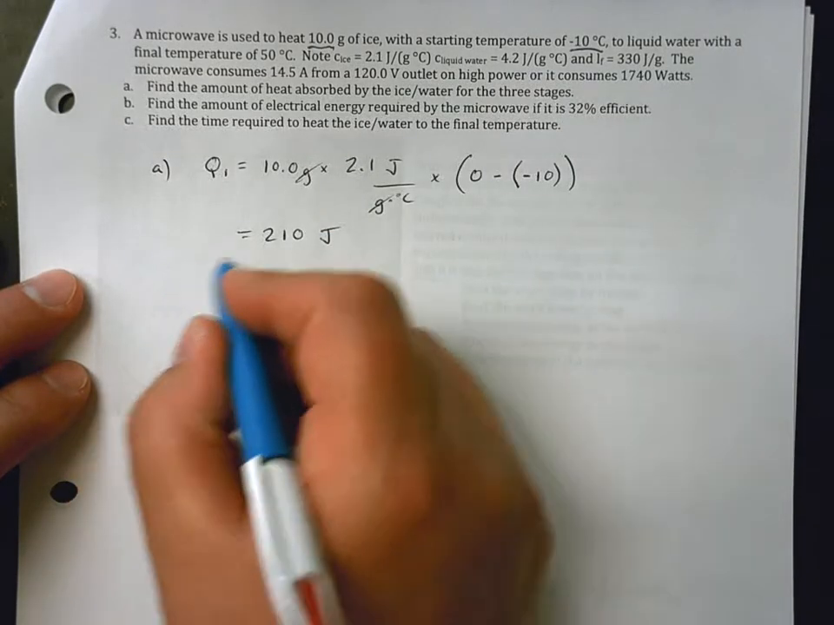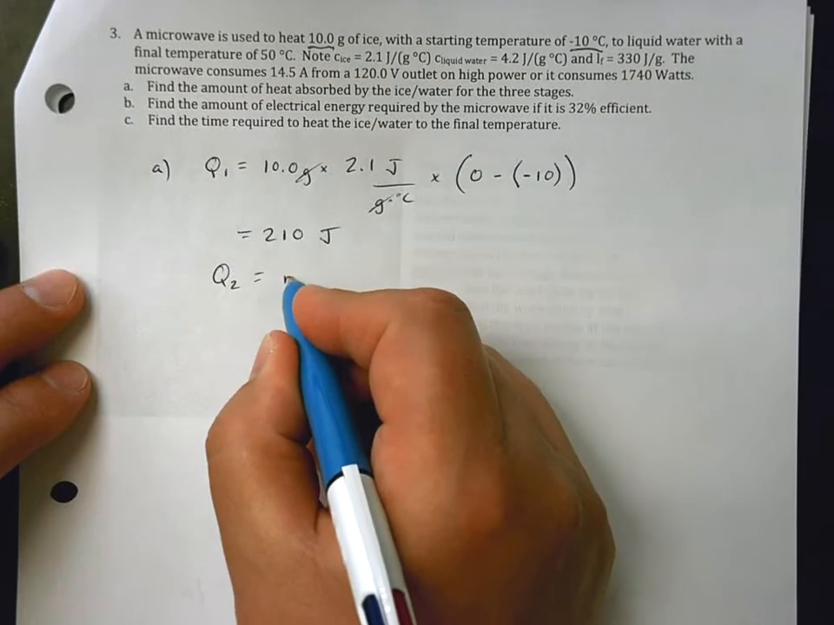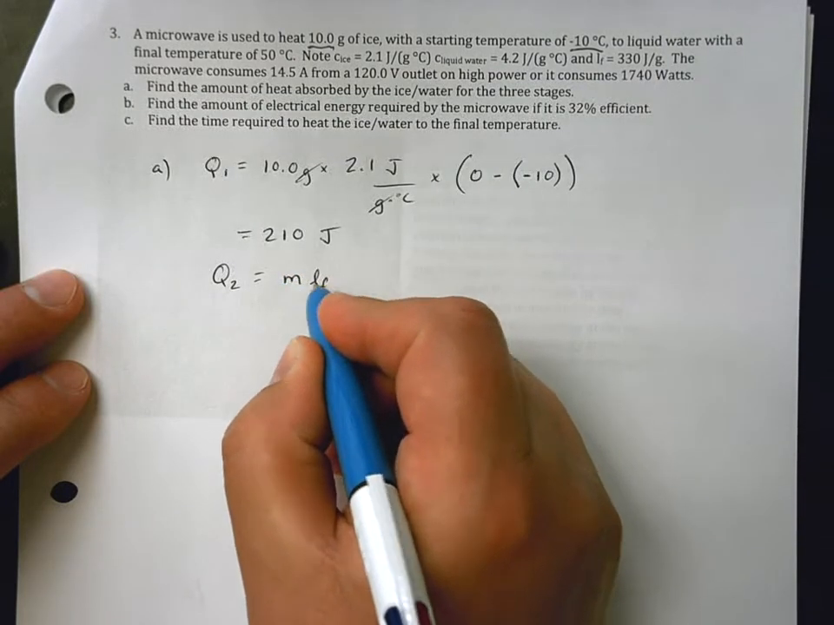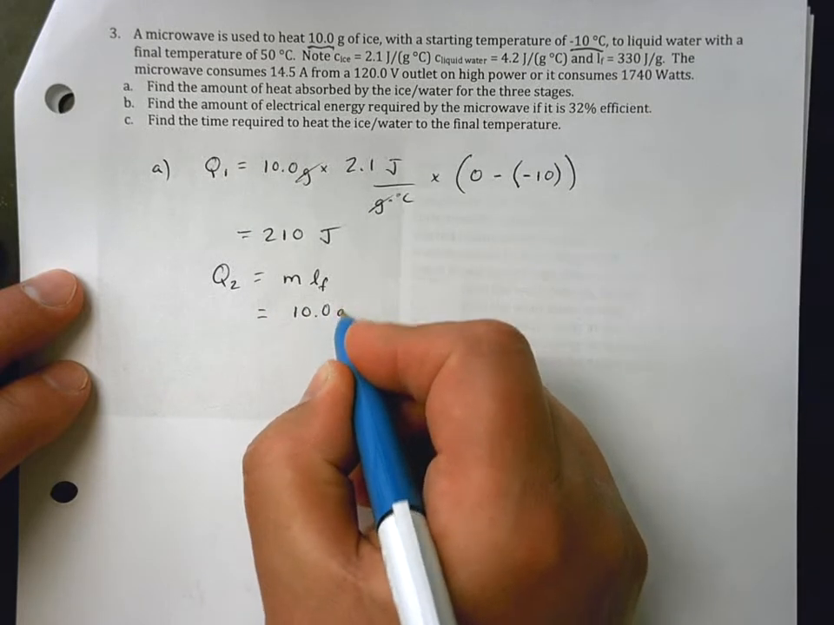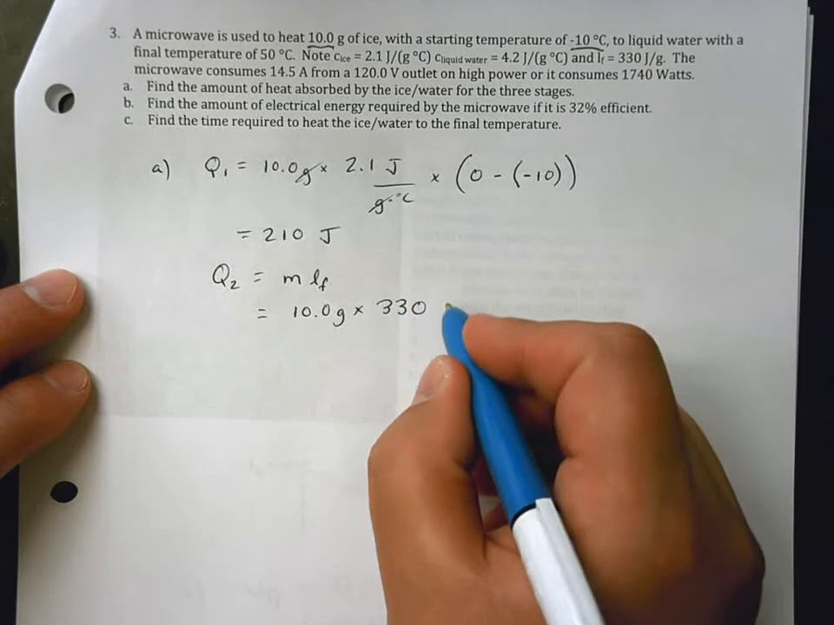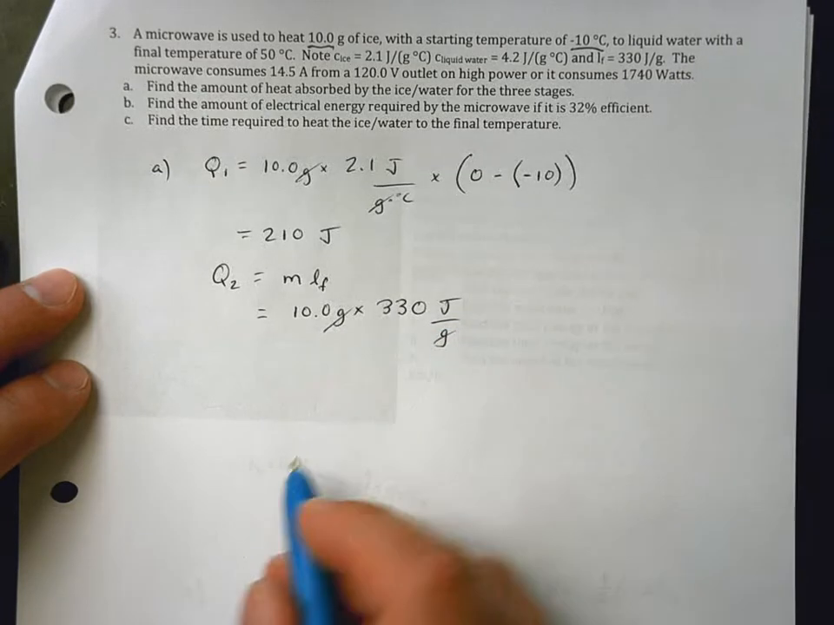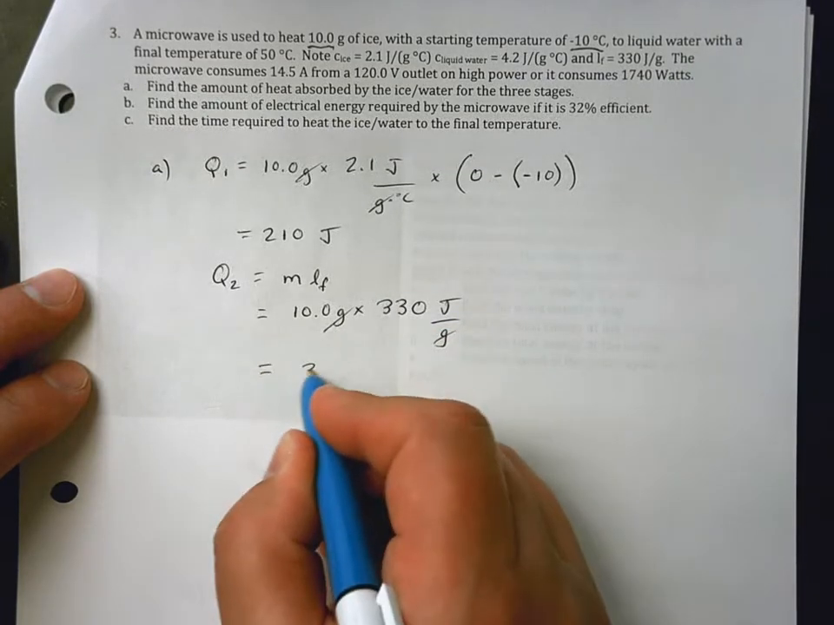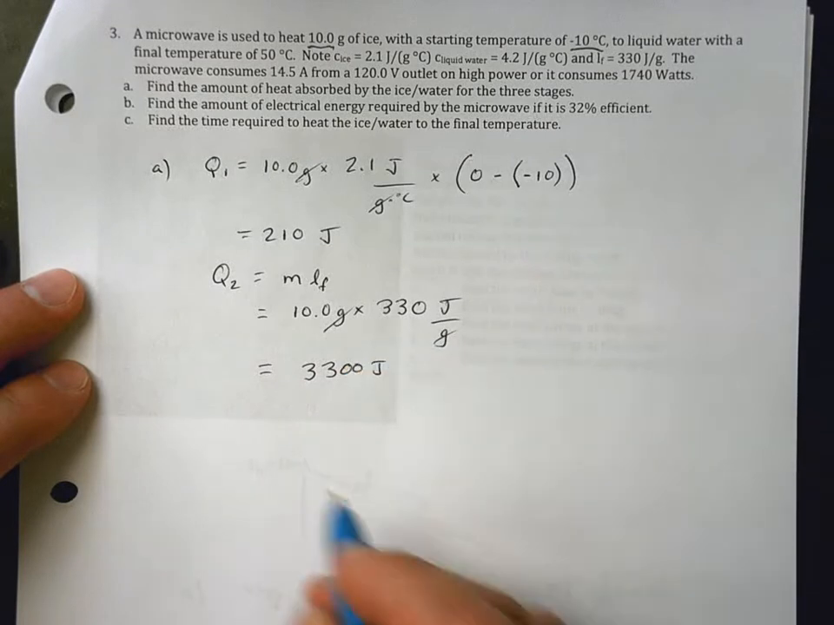Yep. And energy 2, which is the state change. This is m L_f, latent heat of fusion. So we simply go 10 grams again times the latent heat of fusion, which is, in this case, because I gave it to you in joules per gram, it seems smaller than normal. So this one is 3,300 joules.